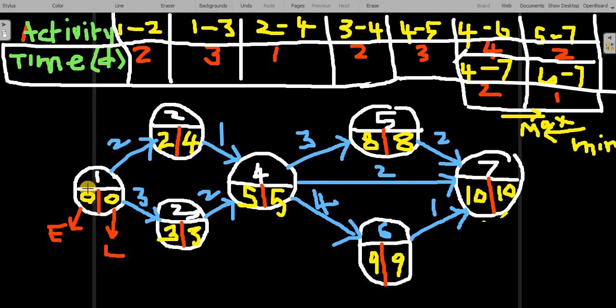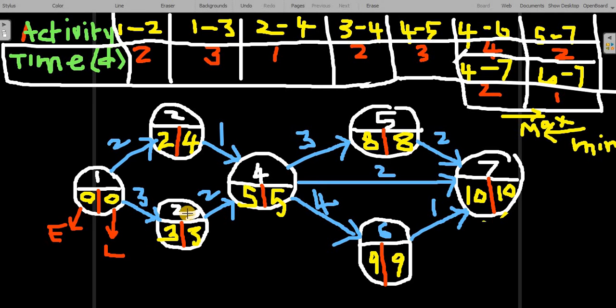Look at this. In this particular event, earliest time and latest times are equal. The third event, the fourth event, the fifth event, the sixth event, the seventh event, earliest time and latest times are equal. But only one event, the second event, is where earliest time and latest time are not equal. They are different. See there, 2, 4. In event 2, am I correct? They are not equal.